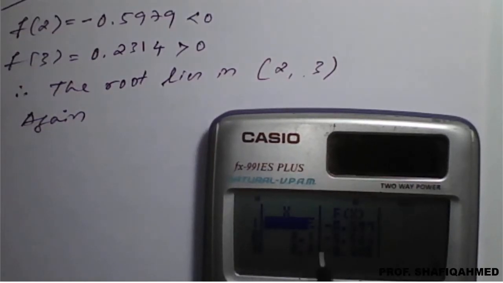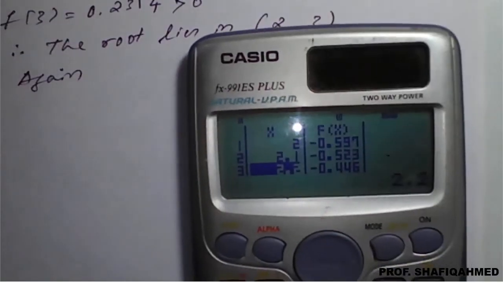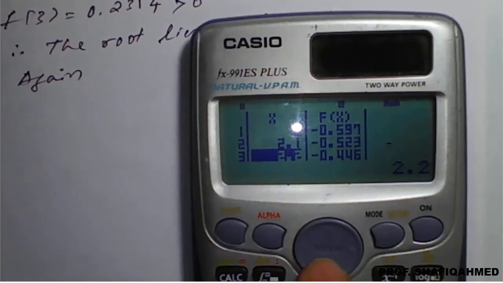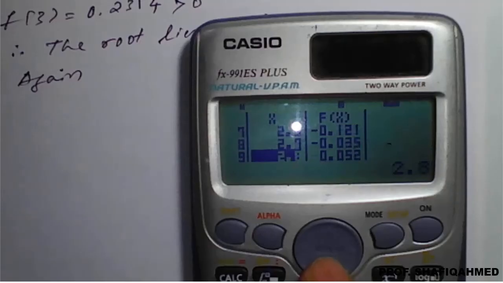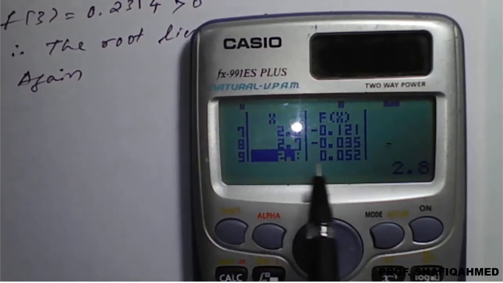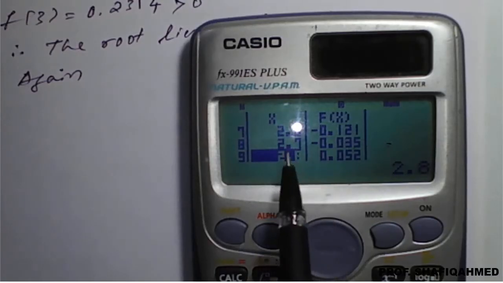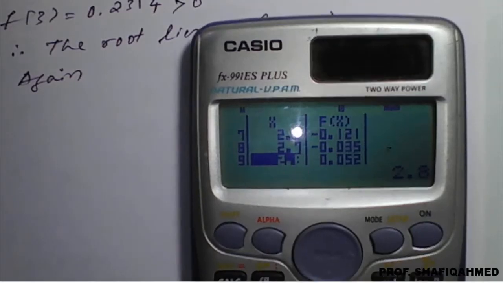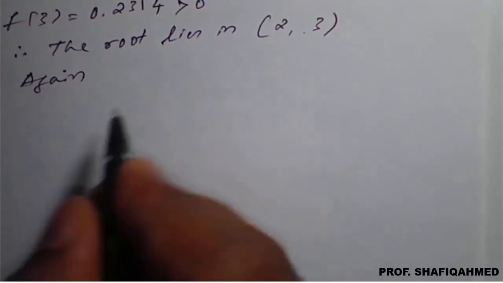For 2 it is negative, for 2.1 negative, 2.2 negative. Come down with the center cursor button. For 2.3 it is negative, 2.4 negative, 2.5 negative, 2.6 negative, 2.7 negative, and 2.8 positive. So 2.7 is negative and 2.8 is positive. We'll pick 2.7 and 2.8 as the nearest interval, and we'll get the root under this.